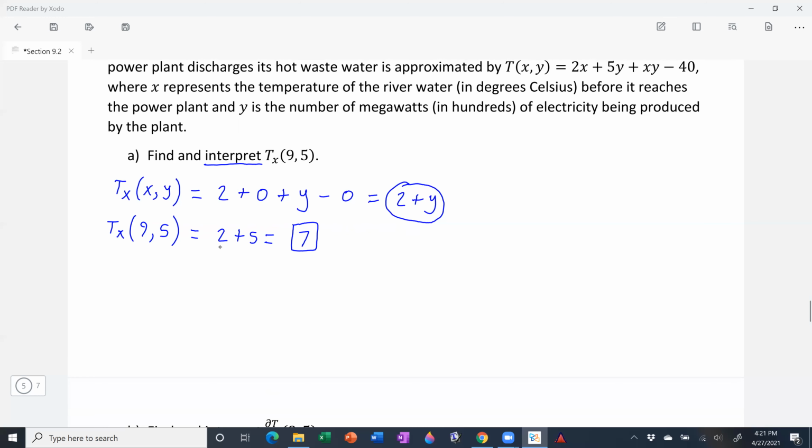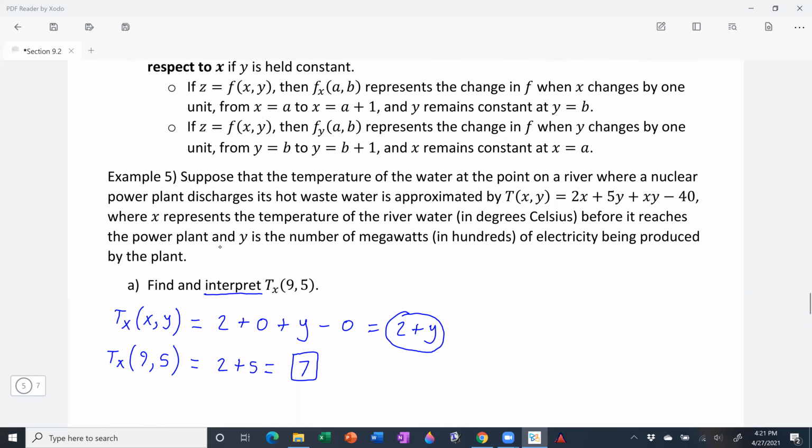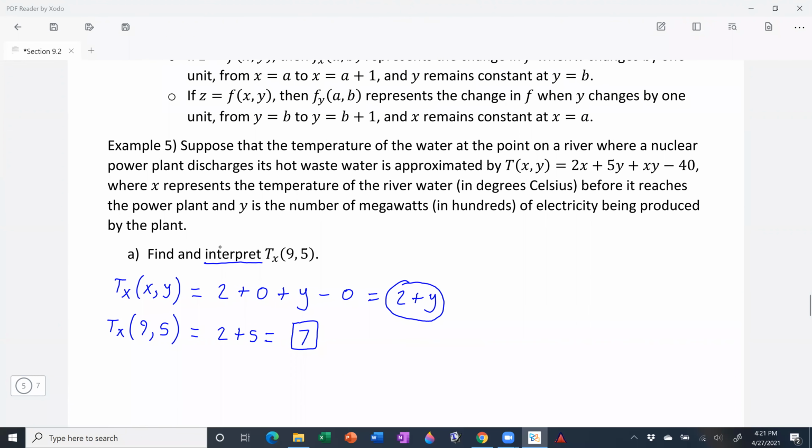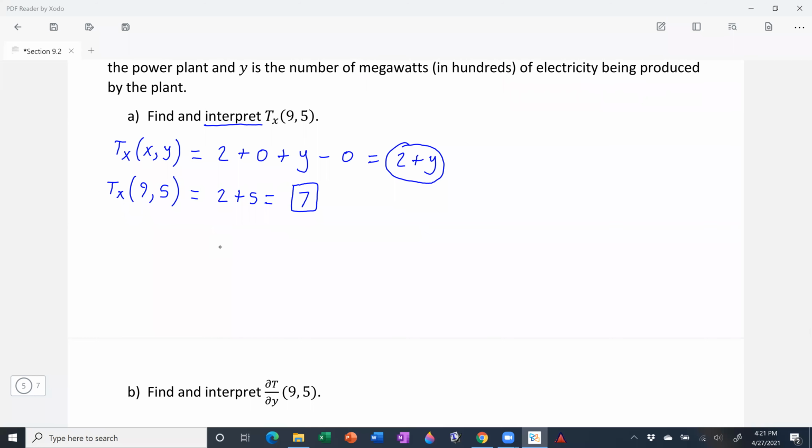So here's the hard part, the interpret, and I'm going to make a sentence out of it. What did this capital T function represent? So that's this 7. Okay, this is going to represent the change in what? The temperature right at the point in the river where the nuclear power plant discharges its hot water. Okay, so this 7 is representing an increase in the temperature, but we want to write this down very, very specifically. Okay, so we want to write this out.